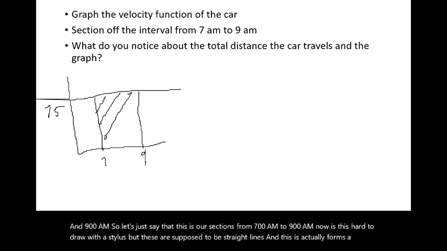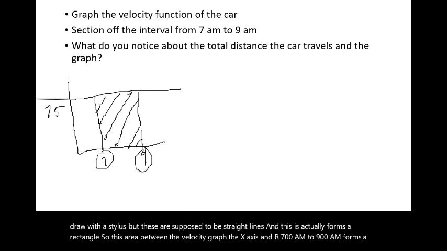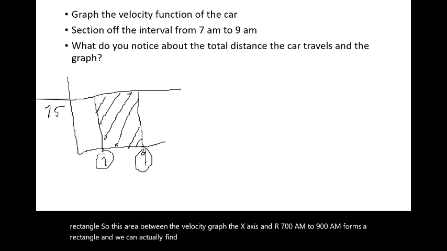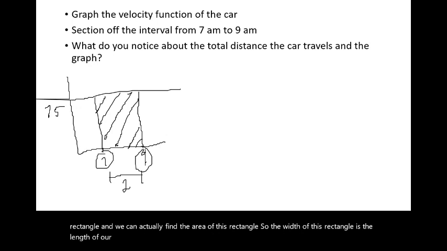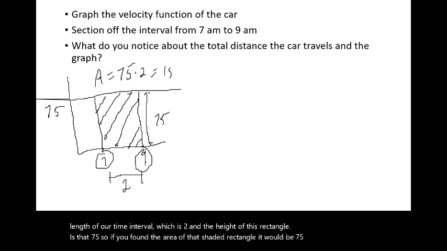So this area between the velocity graph, the x-axis, and our 7 a.m. to 9 a.m. forms a rectangle. And we can actually find the area of this rectangle. The width of this rectangle is the length of our time interval, which is 2. And the height of this rectangle is that 75. So the area of that shaded rectangle would be 75 times 2, which is 150.